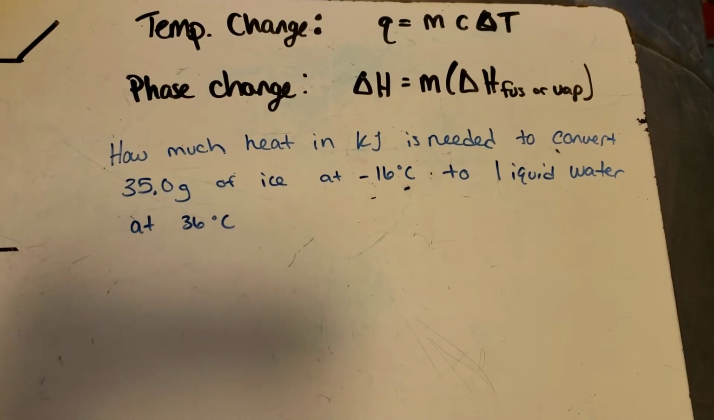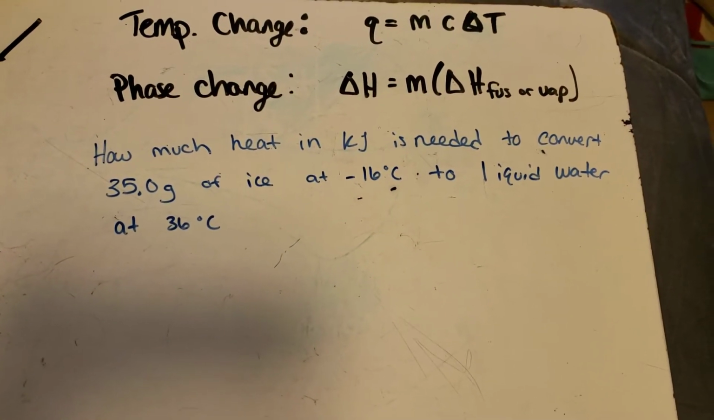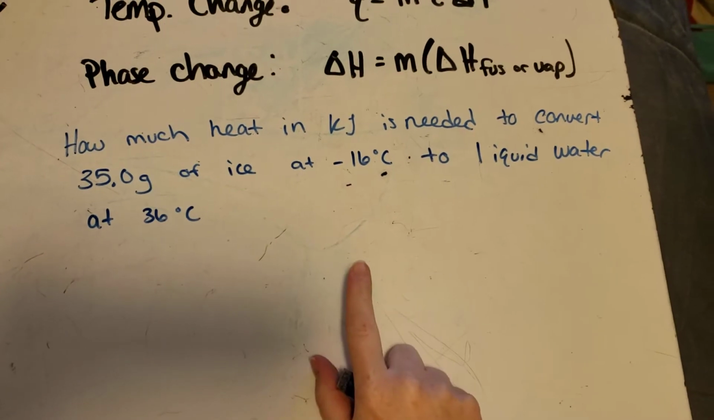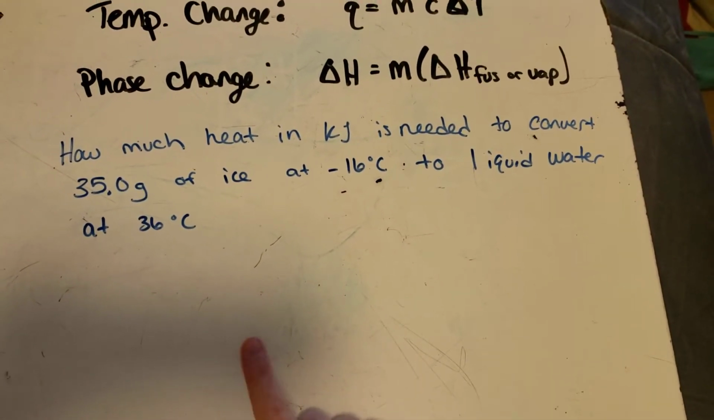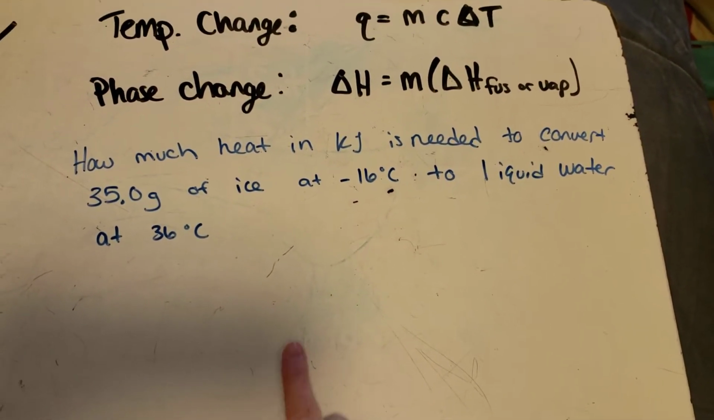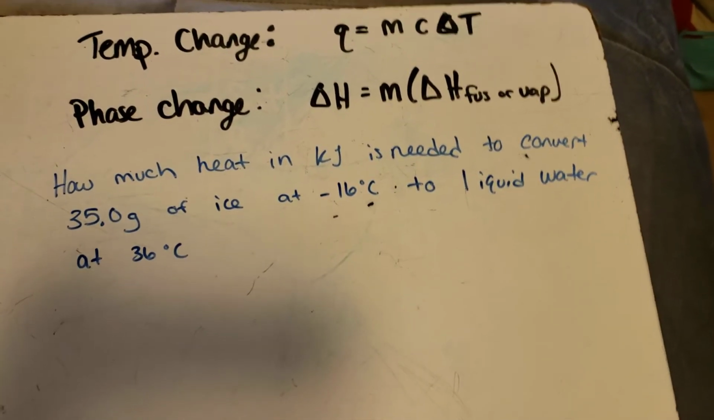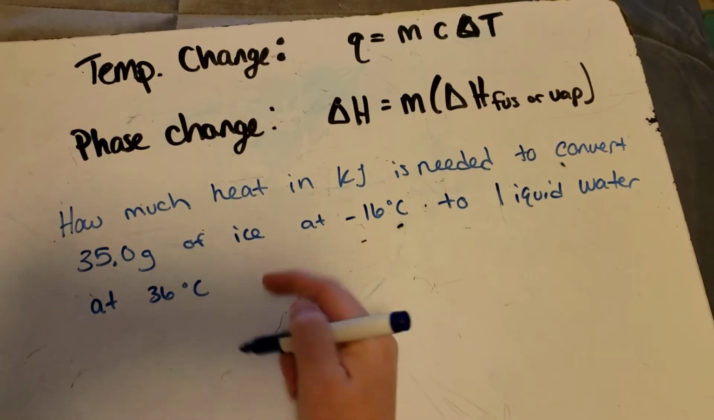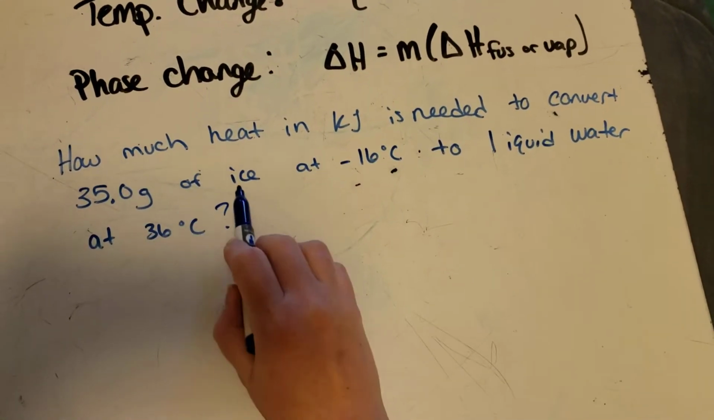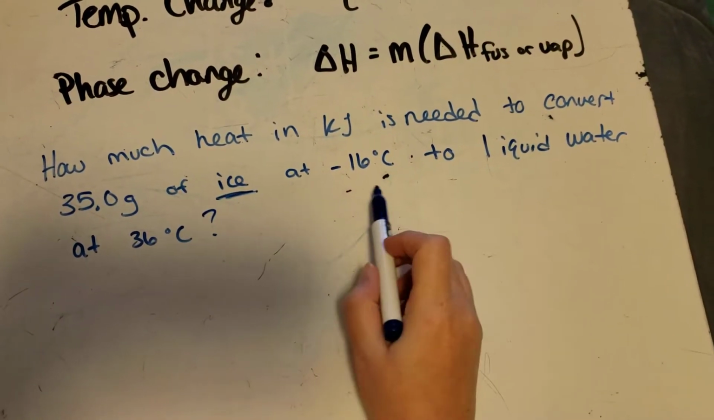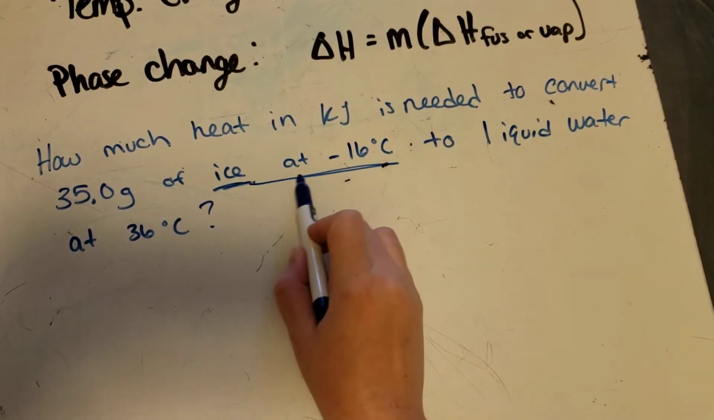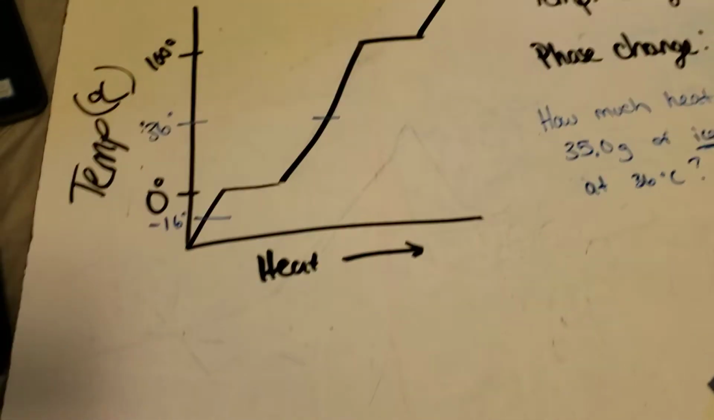All right, so we are going to be working through problem number 36. How much heat in kilojoules is needed to convert 35.0 grams of ice at negative 16 degrees to liquid water at 36 degrees? Forgot a question mark. So we notice that we are starting at ice at negative 16 degrees. Okay, so I drew my heat curve here.